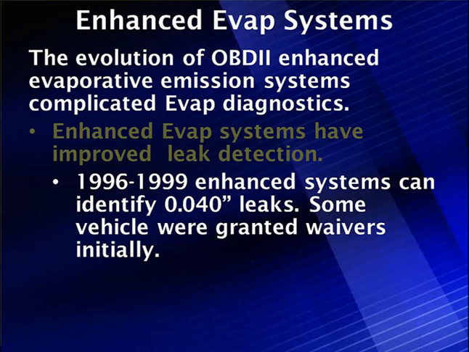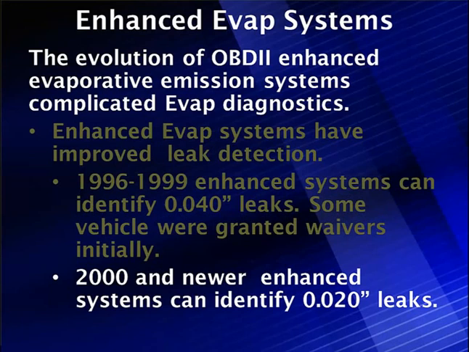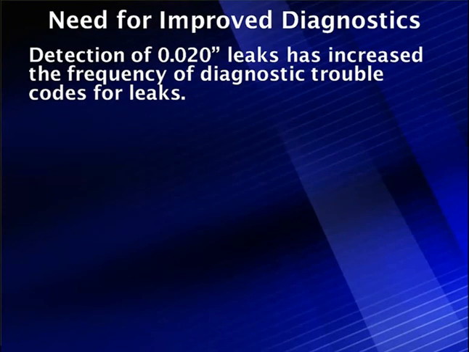Now, don't think this was chiseled in stone. Some vehicles were granted waivers initially because they couldn't meet this. They had to meet it later. 2000 and later, the enhanced systems had to improve to identify leaks as small as 20 thousandths of an inch. That 20 thousandths of an inch detection has increased the frequency of diagnostic trouble codes for leaks. And why are we working on this system? Probably because it's got a trouble code.